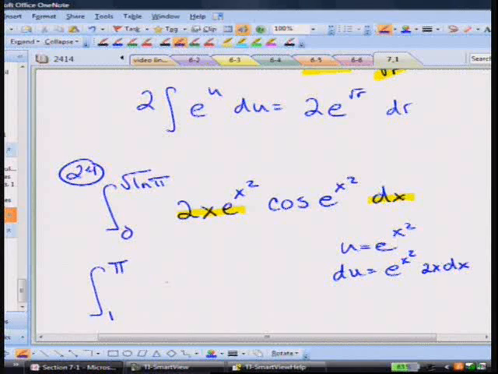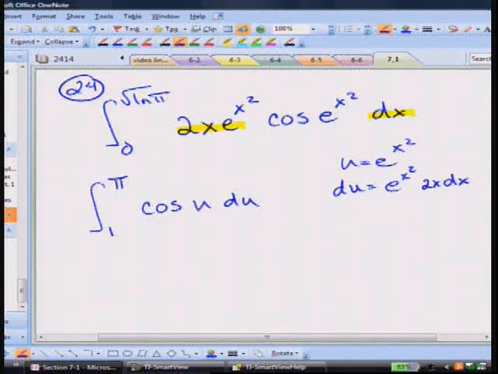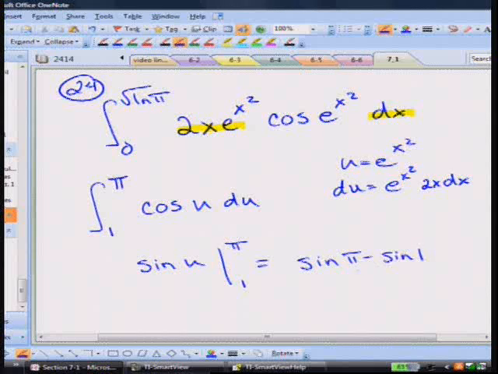All right, and so then that is the integral of cosine of u du. The integral of the cosine is the sine, from 1 to pi. And so then this will be the sine of pi minus the sine of 1. Which the sine of pi is 0. But I don't know what the sine of 1 is. So this is negative sine 1, which you could type in your calculator if you wanted.